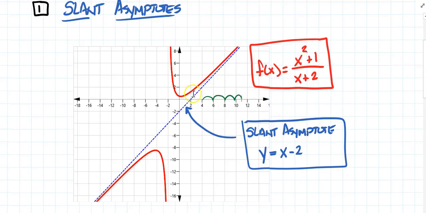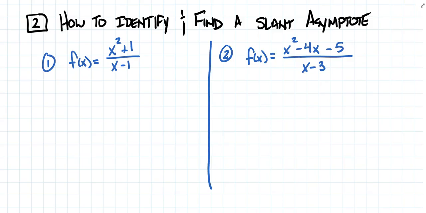It is good to note that all equations of slant asymptotes are just lines. y equals mx plus b, and you know what? We are really good at solving lines. So that's where we're going, you guys. Okay, so I have two examples for you here to demonstrate how to even identify and find a slant asymptote.